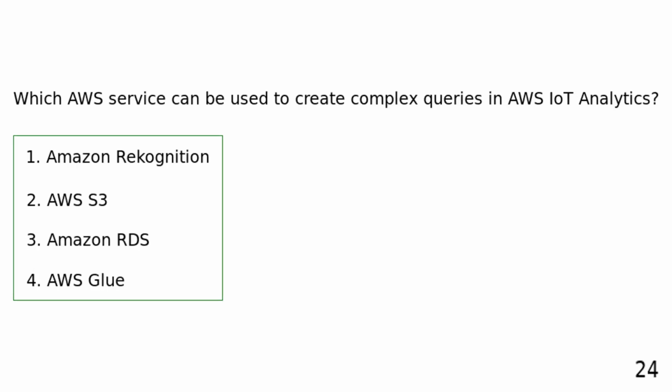Which AWS service can be used to create complex queries in AWS IoT Analytics? Amazon Rekognition. AWS S3. Amazon RDS. AWS Glue.